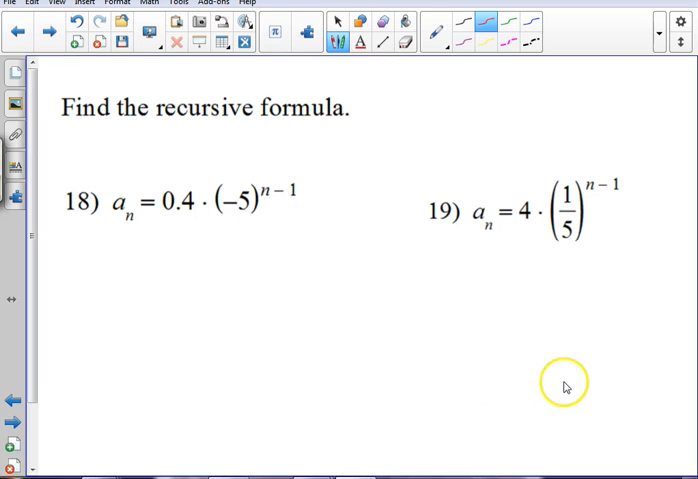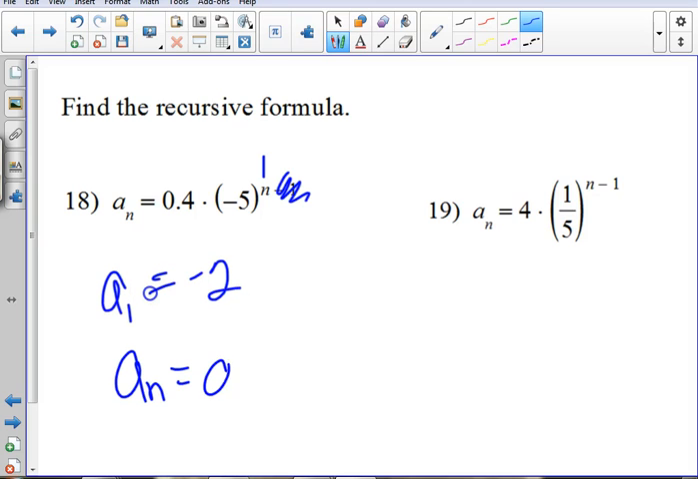Write the recursive. What's the trick here? Anything? As long as they gave us this form, there's really no trick. Sometimes they'll do something like this and they'll leave this off. And then you have to find the first term, okay? Because the first term is not here. If they left off the n minus one, the first term would be, I don't know, what's 0.4 times negative 5? Negative 2. And a sub n would be the next term times negative 5. But that's only if they took that off there, okay?